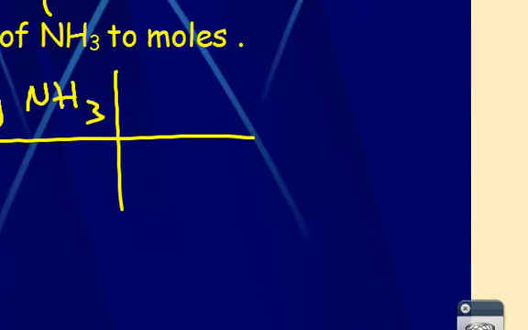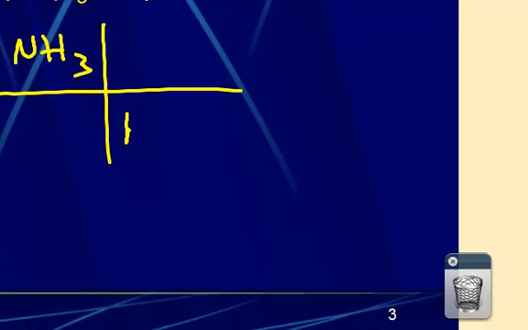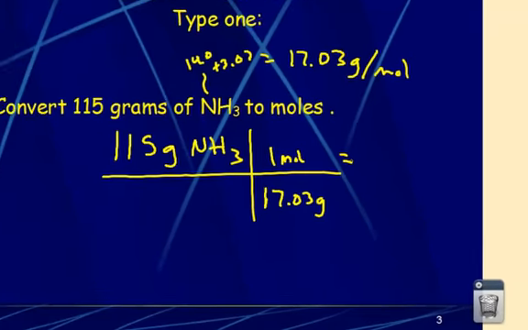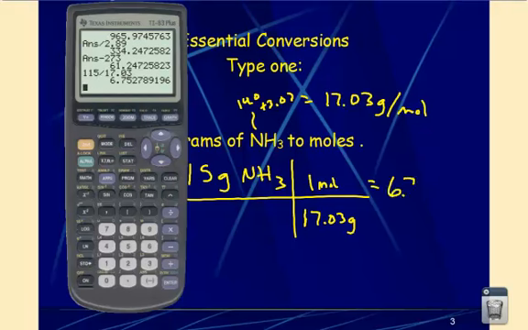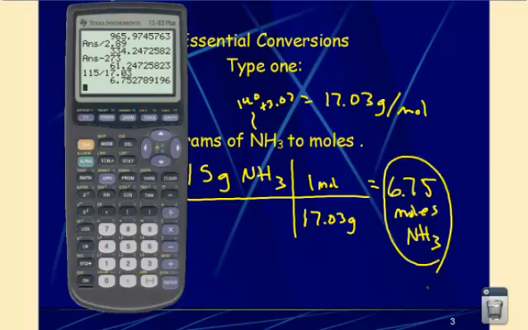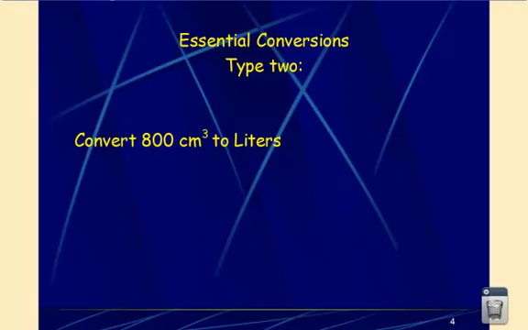So we can set that up as a conversion. I have 115 grams of ammonia, 17.03 grams and 1 mole of ammonia. And I can take 115 and divide by the molar mass, 17, and I would get 6.75 moles. So the first thing you have to be able to do is, if you're given grams, you got to be able to calculate moles. And I'm confident that you can.